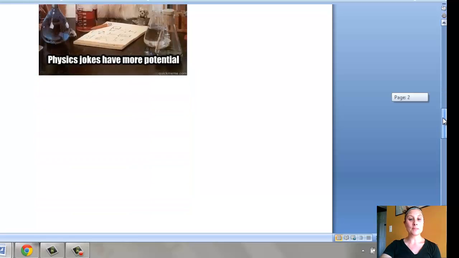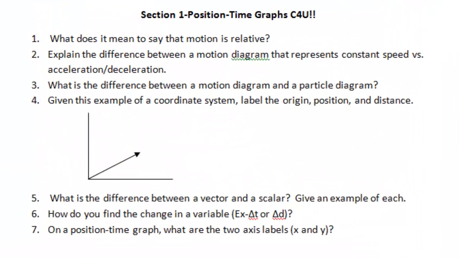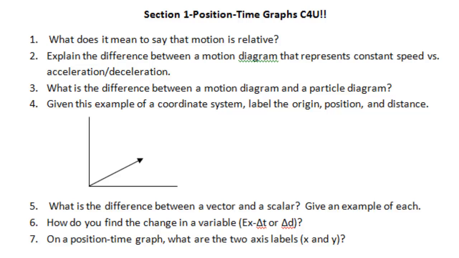Okay, so for section 1, which talked about position time graphs, number 1 says, what does it mean to say that motion is relative? Number 2, explain the difference between a motion diagram that represents constant speed versus one that represents either acceleration or deceleration. Number 3, what's the difference between a motion diagram and a particle diagram? Number 4, given this example of a coordinate system, label the origin, position, and distance. Number 5, what is the difference between a vector and a scalar, and give an example of each.